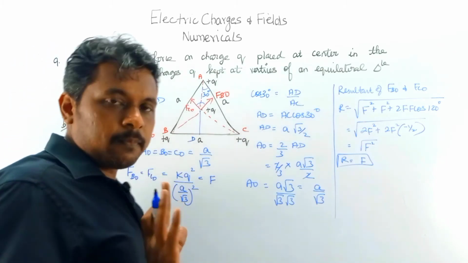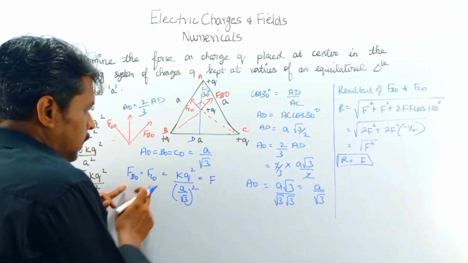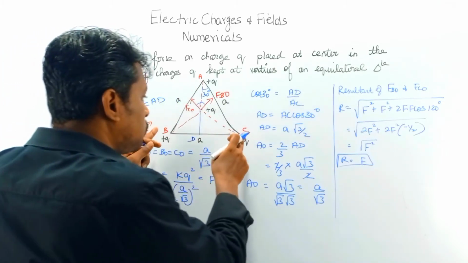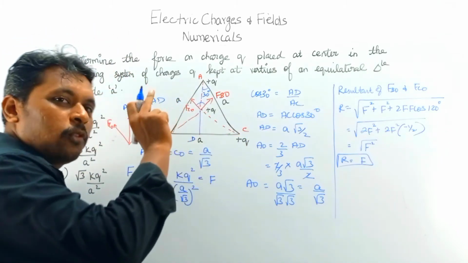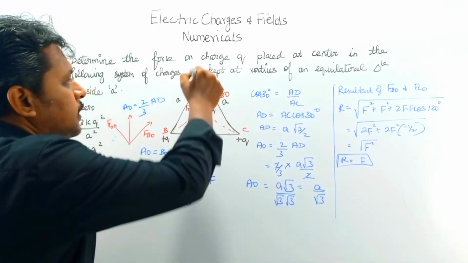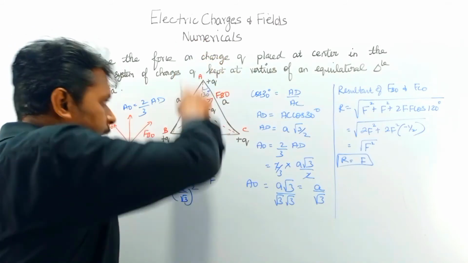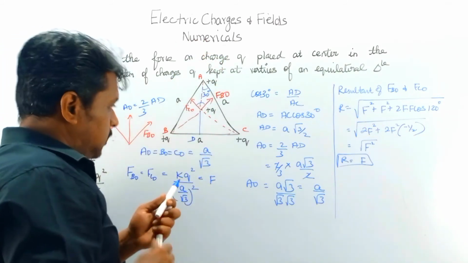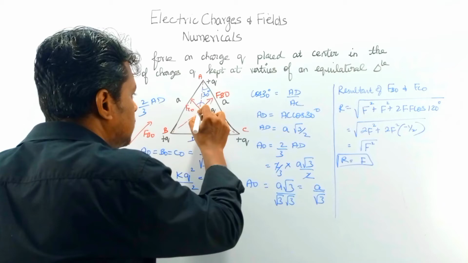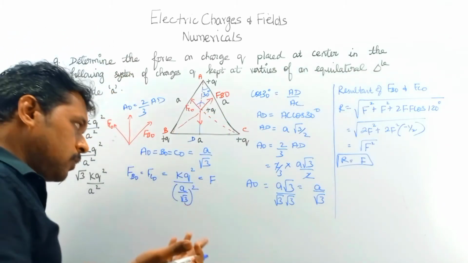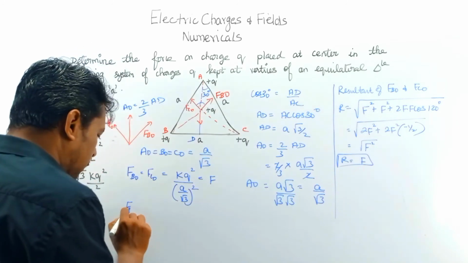Okay, so at this point O, we have found the resultant of the two forces from B and C. We have one force remaining, from A. This is also a positive charge, and the force from point A will be pointing in this downward direction. What is the magnitude of that force? That force will also be equal to the same.